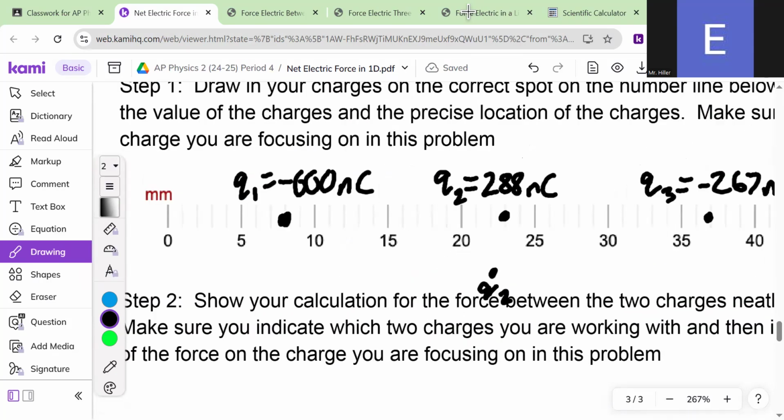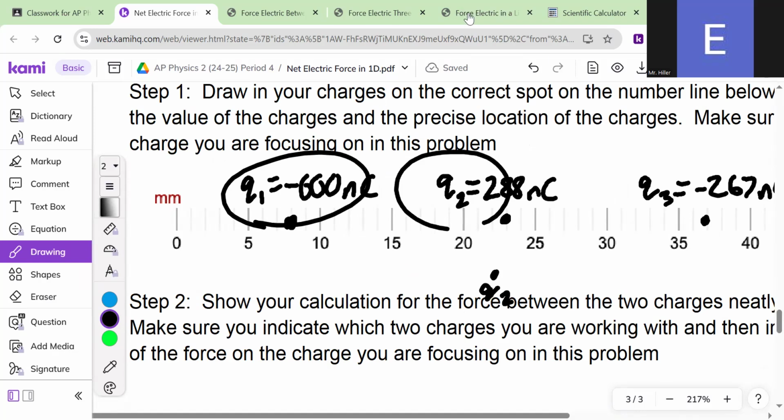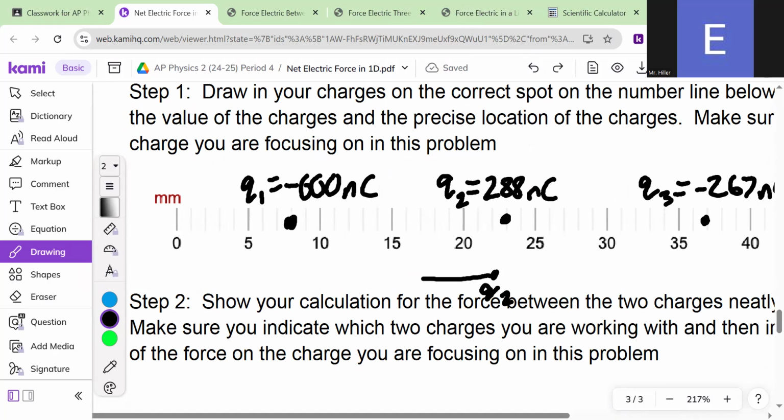Now, what is charge 1 going to do to charge 2? Notice charge 1 is negative, charge 2 is positive. That means charge 1 is going to pull charge 2 to the left because they attract. I would label this F12 because it's the force of charge 1 pulling charge 2. Charge 3 is negative and charge 2 is positive, so charge 3 will also be pulling, but to the right. I would label that F32.